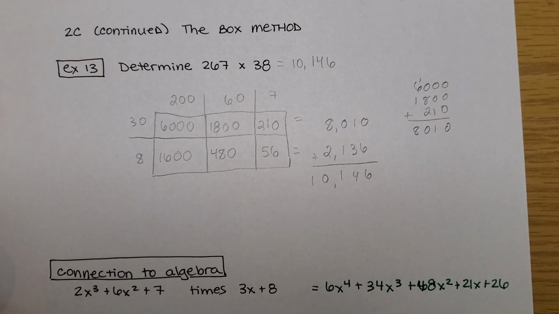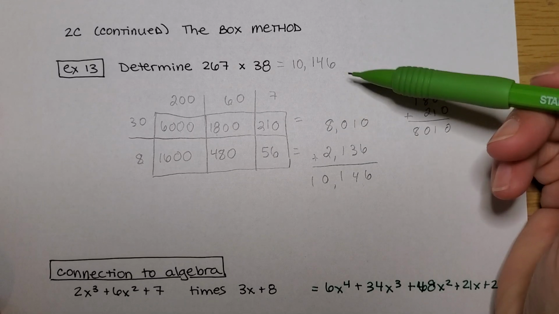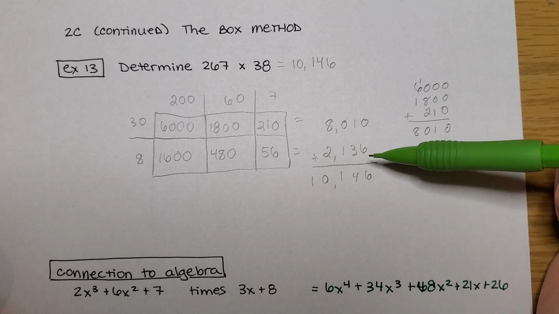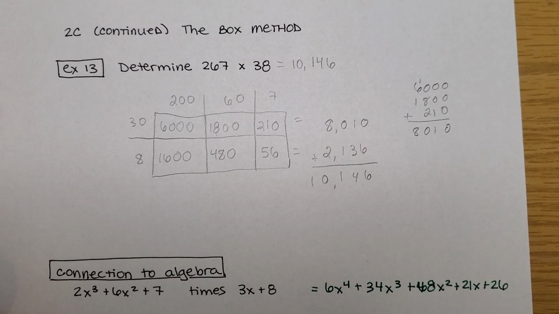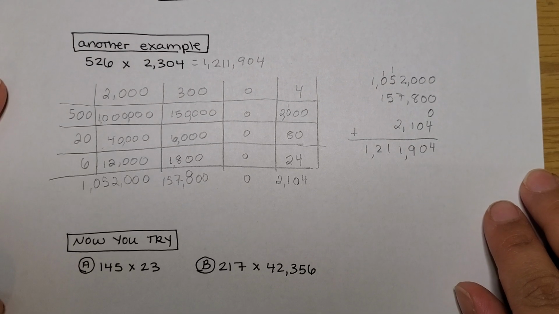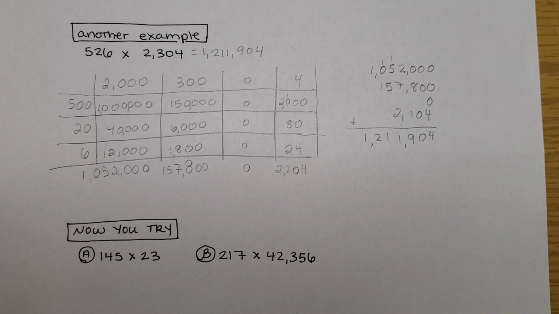I think if you're taking the class with me and you're using the computer program for your homework, the computer program is set up this way for you to add across. Okay, so just bear that in mind. For now, you can do 2 problems for the Now You Tries, 145 times 23 and 217 times 42,356.